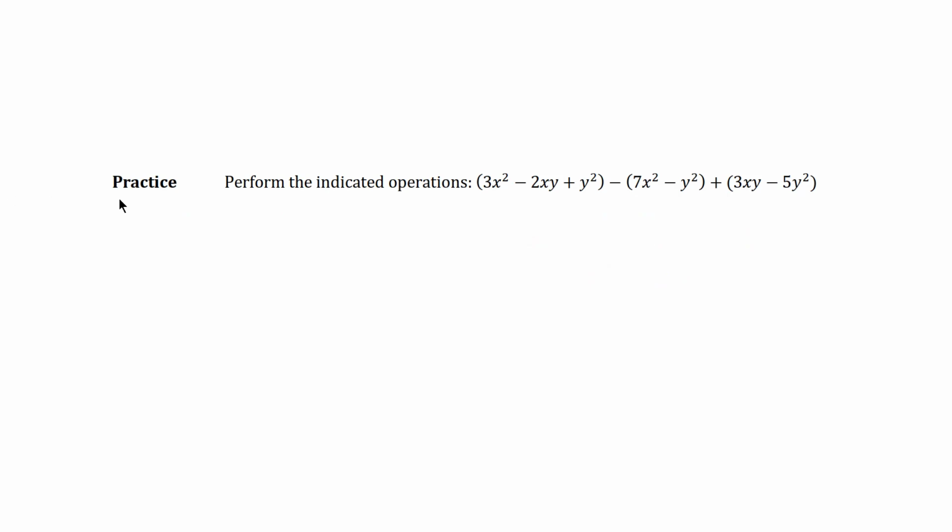Next, we have another practice problem. Perform the indicated operations. We have (3x² - 2xy + y²) - (7x² - y²) + (3xy - 5y²). Go ahead and pause the video, try out this problem, and then check back with the video after you finish.